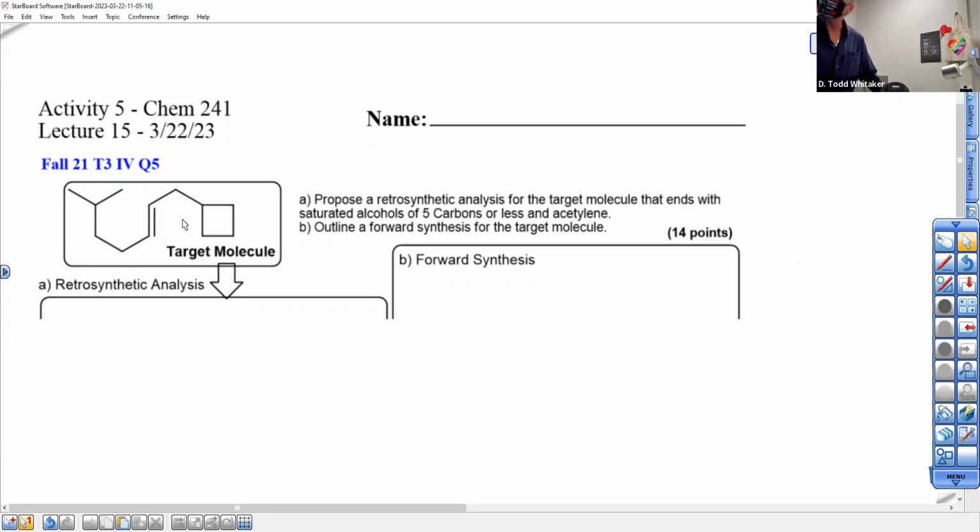And what do you have in the storeroom? Well, here's what you have in the storeroom. You have alcohols, saturated alcohols of 5 carbons or less, and acetylene. So when you show up on test day and you don't know what acetylene is, you just skip this question. You can't start it. I'm telling you, you better know what acetylene means because those words will be there.